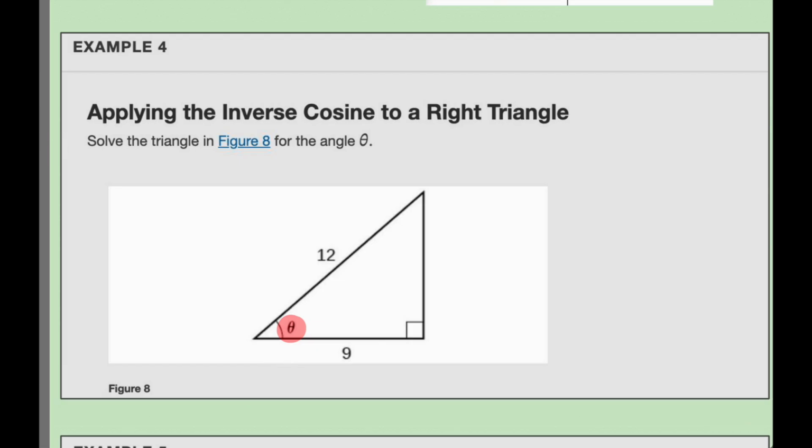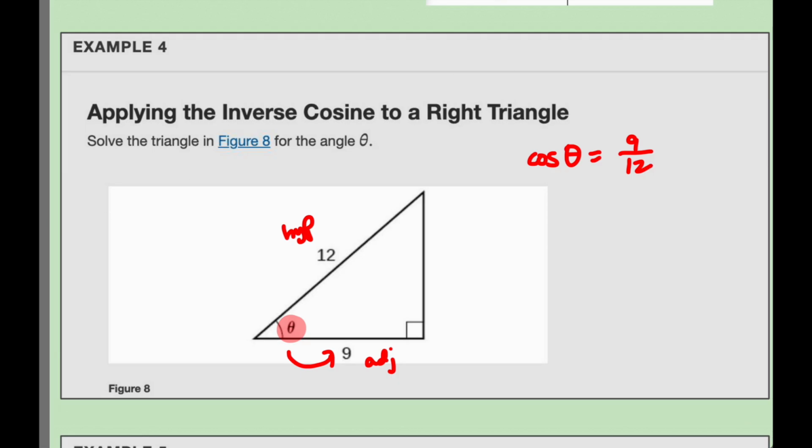Now, normally we have the angle and we're trying to find a side, but now that we're doing inverse trig, it's backwards. So what we need to do now is set up an equation and then use inverse trig to solve it. So the equation would be adjacent over hypotenuse. So this is the hypotenuse and this is adjacent to that theta. So you would need cosine. So cosine theta is equal to 9 over 12.